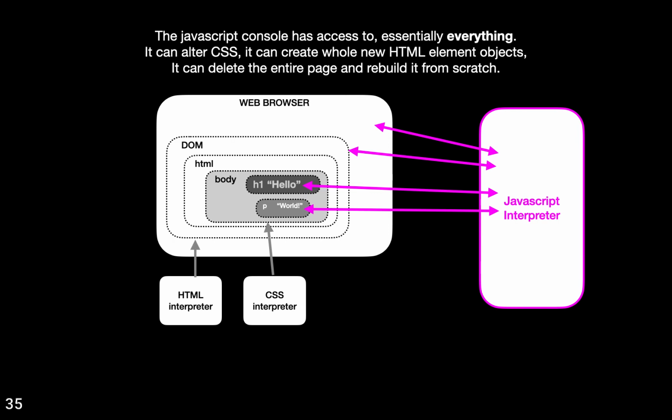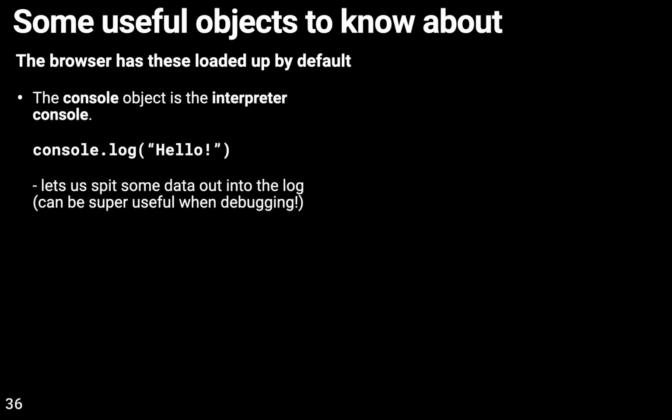Okay. Some useful objects that already exist when you load up a browser that you should know about. And this is a nice little reference page. So one object that we've already touched on is the console object. Essentially, you can take control of the console in some ways. The simplest way we do that is we log things to it. If I want to print something out to the console, I can just say console.log whatever string I want or whatever number I want. So it lets us spit data out into the log.